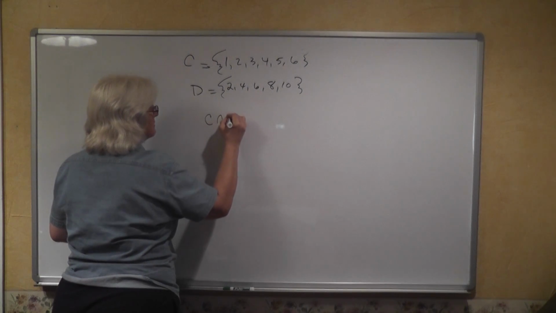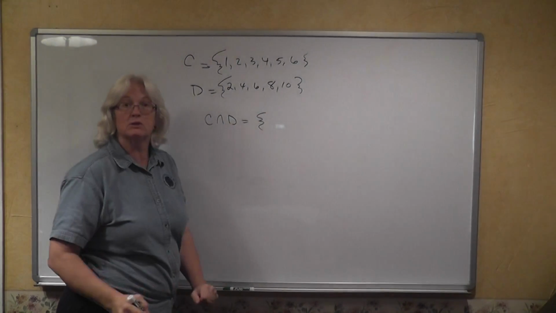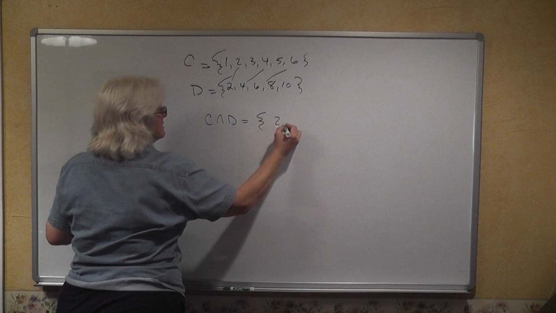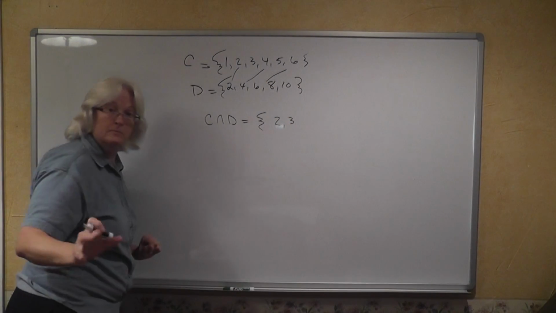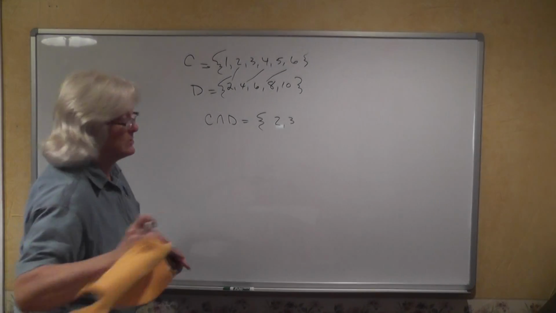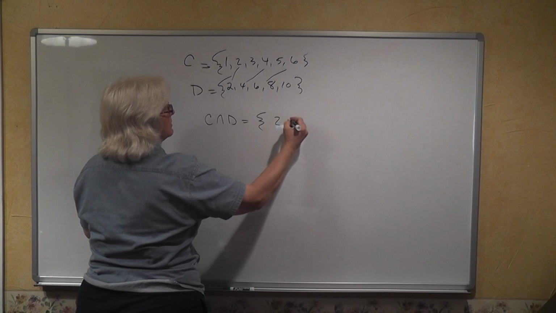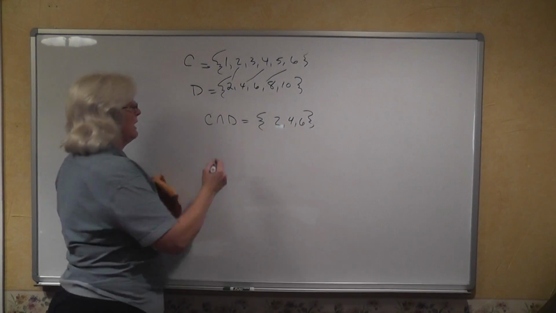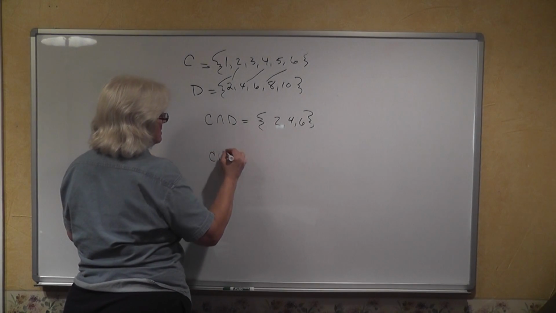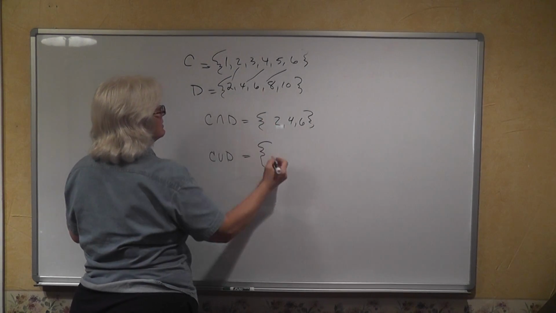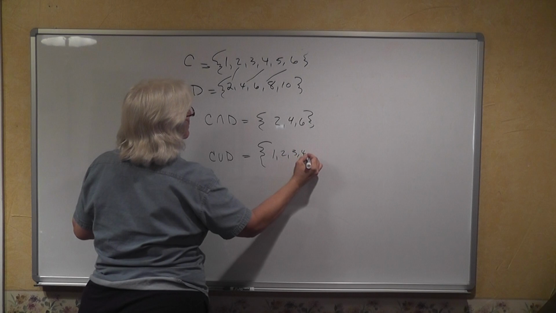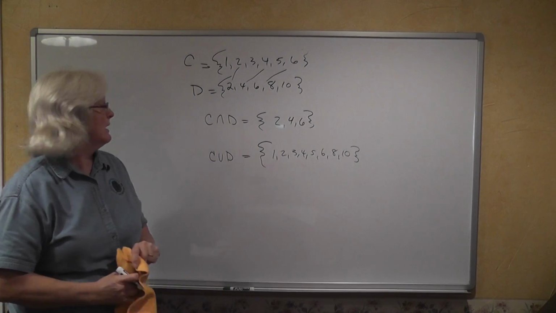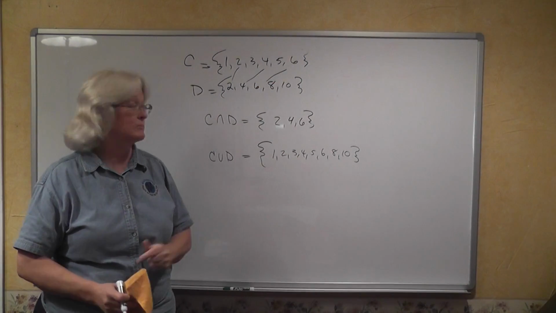C intersect D is a set that contains which elements? 2, 4, and 6. The intersection of these two sets contains three elements, which is where the 3 came from, which are 2, 4, and 6. Now the union, however, of these two sets is very easy because it includes all of these numbers: 1, 2, 3, 4, 5, 6, 8, and 10. Okay, that should be pretty straightforward to you.